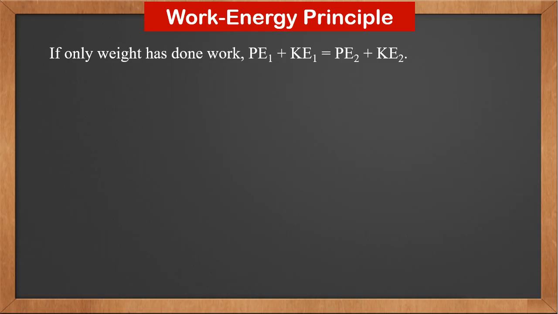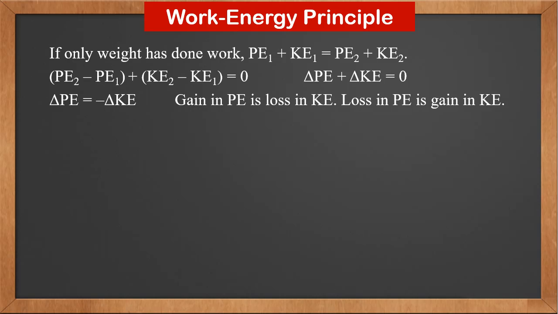We know from the law of conservation of energy, if only weight has done work, PE1 plus KE1 equals PE2 plus KE2. Move terms around, we have, PE2 minus PE1 plus KE2 minus KE1 is 0. PE2 minus PE1 is delta PE. KE2 minus KE1 is delta KE. So if only weight has done work, delta PE plus delta KE is 0. Delta PE is minus delta KE. Gain in PE is loss in KE. Loss in PE is gain in KE.